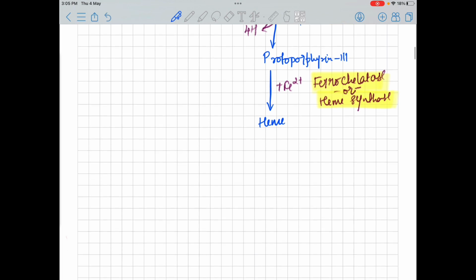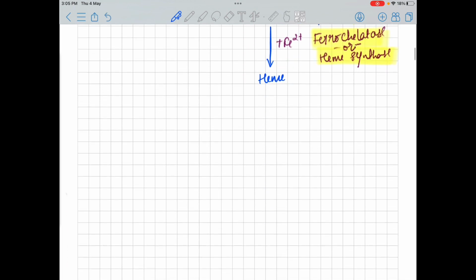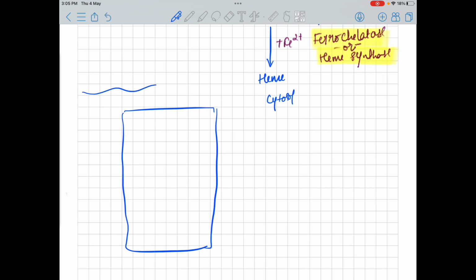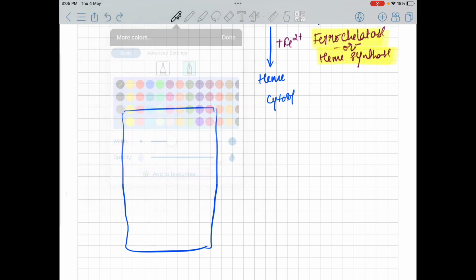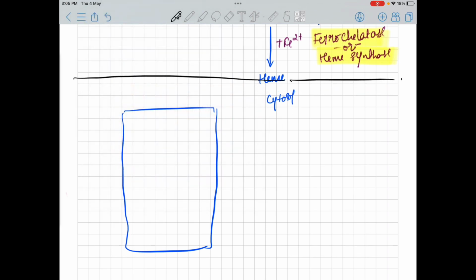After that, we are going to see certain things. Basically, how did the heme synthesis go? This is the mitochondria. This is the cytosol. Okay, let's make a demarcation. Over here, first succinyl coenzyme A combined with glycine to form ALA. ALA was transferred from mitochondria to cytosol. This ALA was acted upon by dehydratase to form porphobilinogen. Porphobilinogen was converted to uroporphyrinogen. Uroporphyrinogen was converted into coproporphyrinogen.